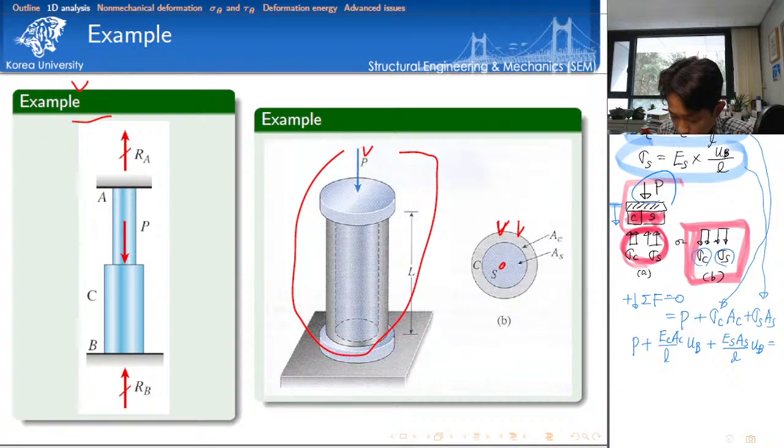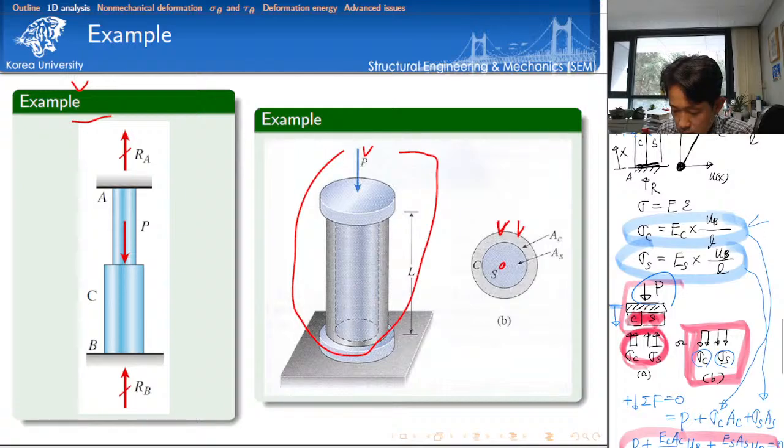So we have only one unknown here, right? We have only one unknown in this equation, isn't it? Oh, by the way, I forgot that it was 0 here. It's 0. I have only one unknown, the nodal displacement U_B. So then we can determine the nodal displacement. Once I determine the nodal displacement, I can determine the normal stresses and the strains, whatever. Isn't it right? It's very easy and systematic.